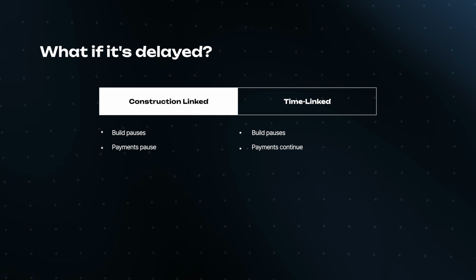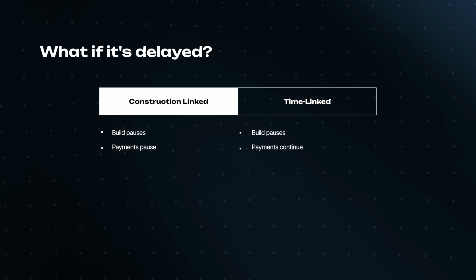Some people prefer construction linked because if your project is delayed, you do not need to make payment. However, with a time linked plan, even if your project is delayed, you still need to make the payment when it is due. So that explains the 2 different types of payment plan.